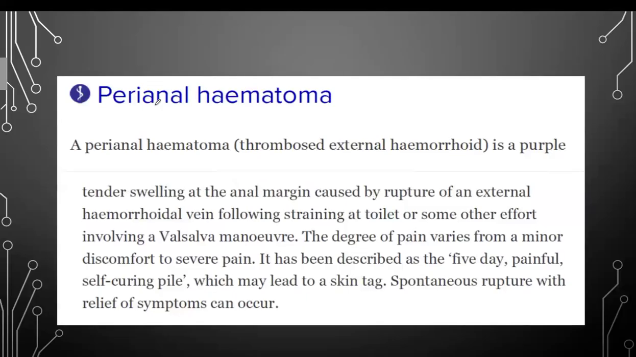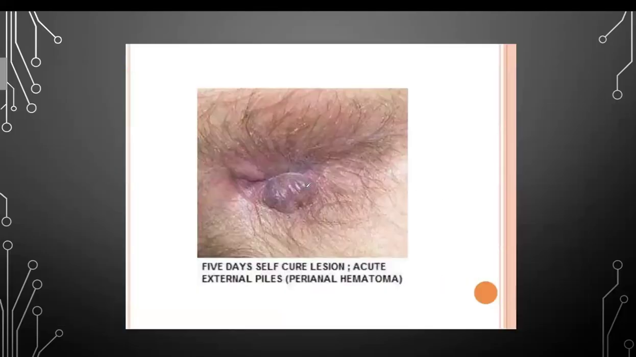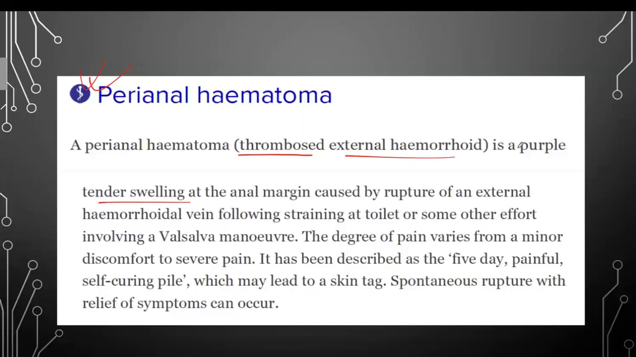Next, perianal hematoma, very, very important for exam. They sometimes even give you a picture of it. So perianal hematoma is also known as thrombosed external hemorrhoid. It is the rupture of an external hemorrhoidal vein, and it comes as this kind of purple tender swelling at the margin of the anal canal. And again, it happens after straining during passing hard stool due to constipation.